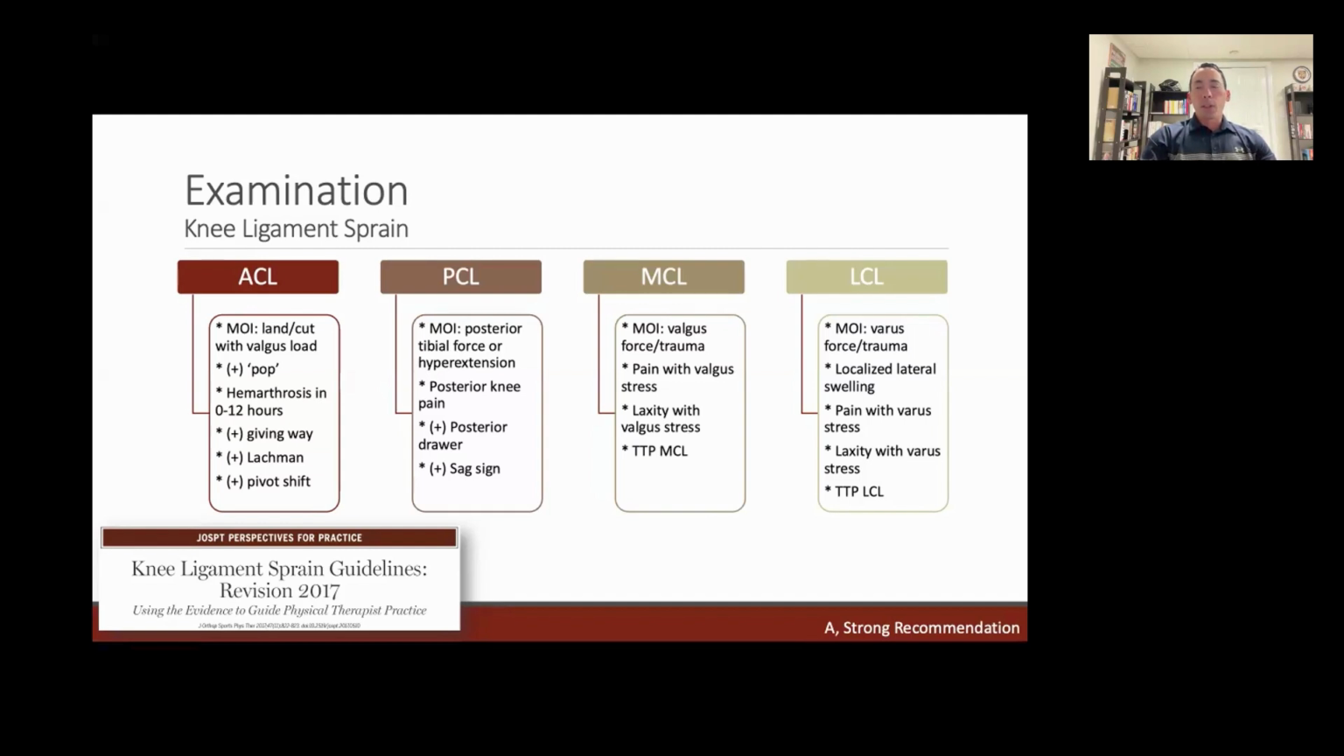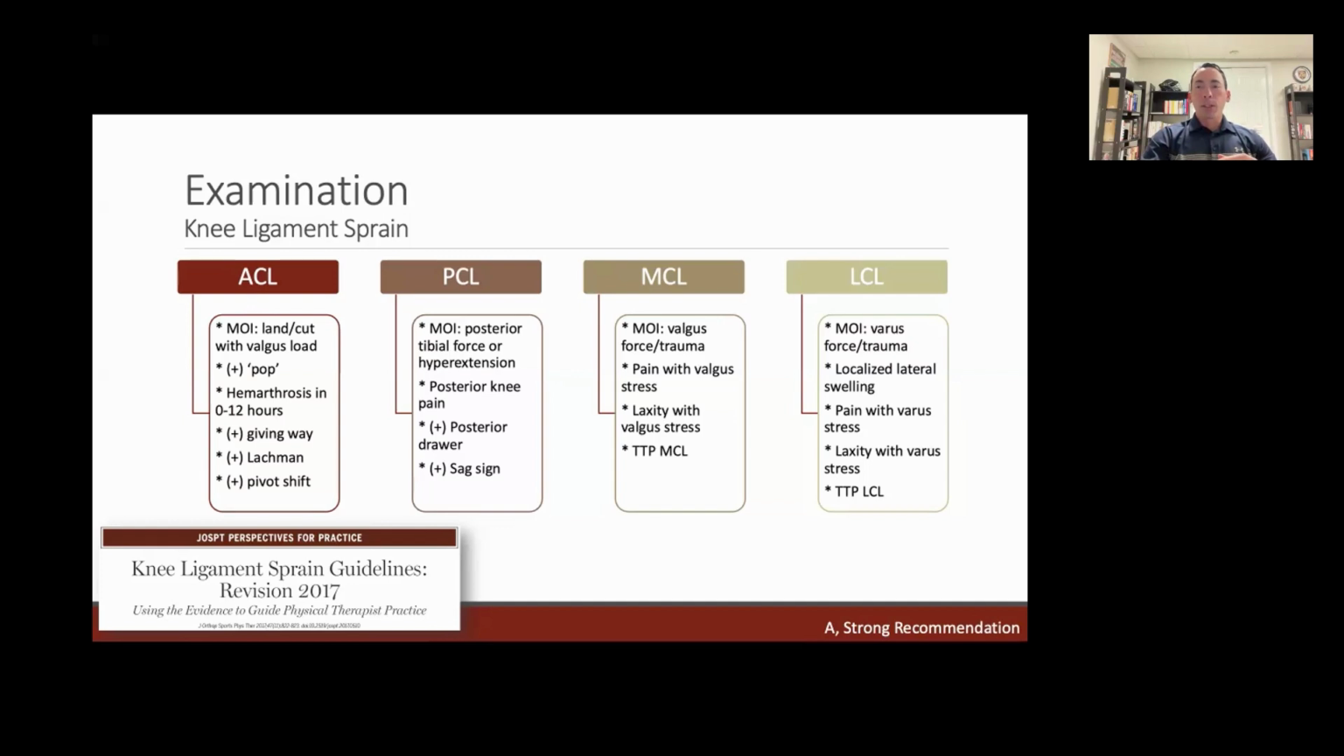In the subjective portion of the exam, patients with ACL injuries often report hearing or feeling a pop at the time of the injury. They may also report hemarthrosis or effusion very rapidly after the injury occurs, and they complain of giving way or a feeling of instability in the knee. Patients with PCL injuries complain of posterior knee pain, although the degree of effusion is not as profound as that with an ACL injury. And patients with lateral collateral ligament injuries may report localized lateral swelling of the knee.